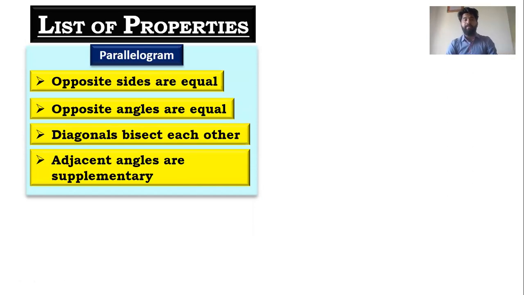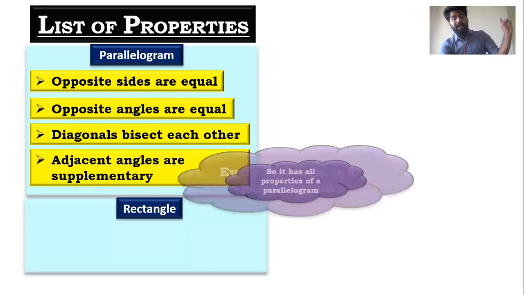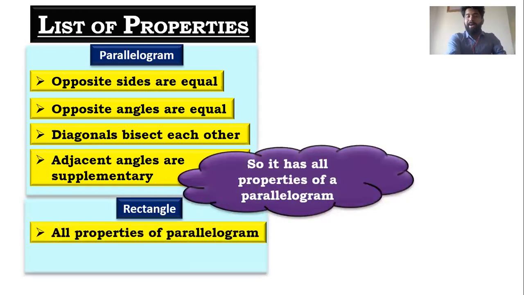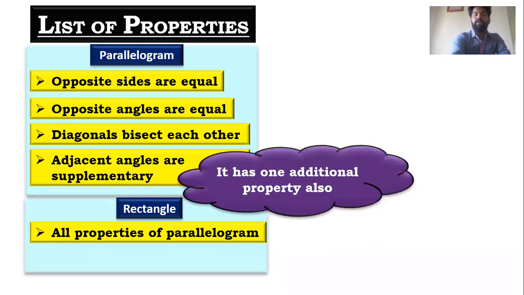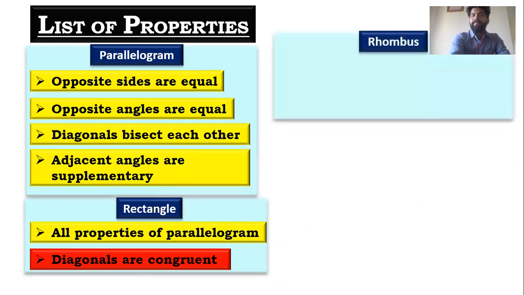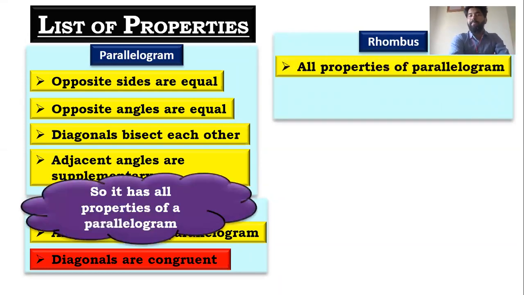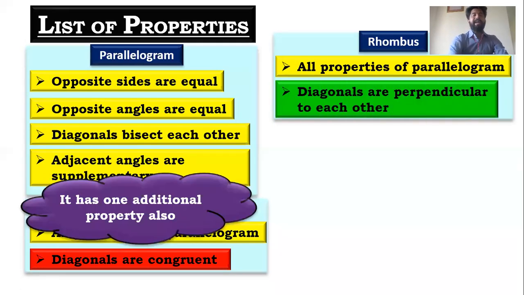These are the properties of a parallelogram. In a rectangle, all properties of parallelogram, one special property: diagonals are congruent, or you can say diagonals are equal. All right. Rhombus, again a member of the parallelogram family. So all properties of parallelogram and diagonals are perpendicular to each other.